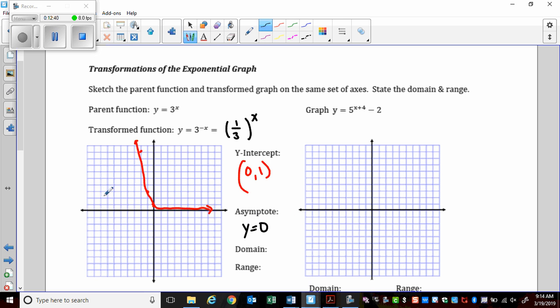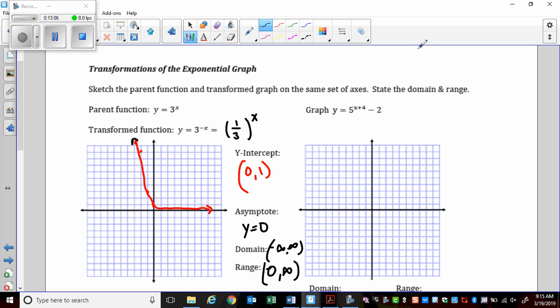The domain is going to be from negative infinity to positive infinity, so we're going all the way from the left to the right. And the range, it starts almost at 0. It's going to get infinitely close to 0, and it's going to go up infinitely. So I'm going to say 0 to infinity. But remember, we can't include 0 and we can't include infinity.